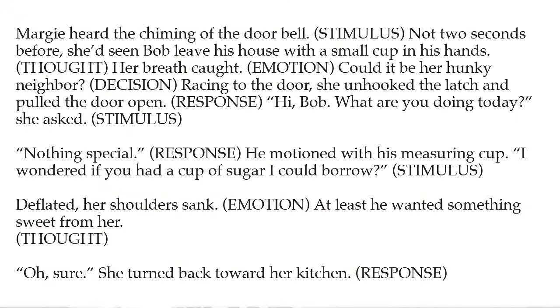Margie heard the chiming of the doorbell. Not 2 seconds before, she'd seen Bob leaving his house with a small cup in his hands. Her breath caught. Could it be her hunky neighbor? Racing to the door, she unhooked the latch and pulled the door open. Hi, Bob. What are you doing today? She asked. Nothing special. He motioned with his measuring cup. I wondered if you had a cup of sugar I could borrow. Deflated, her shoulders sank. At least he wanted something sweet from her. Oh, sure. She turned back towards her kitchen.